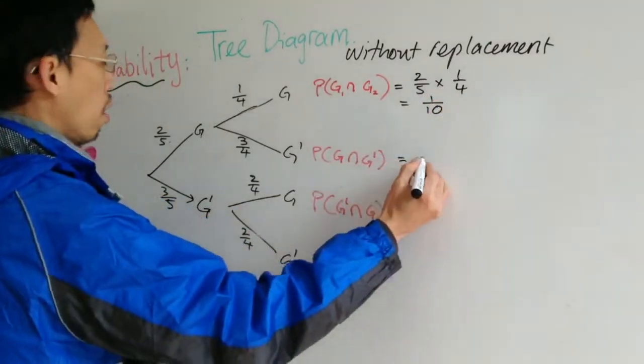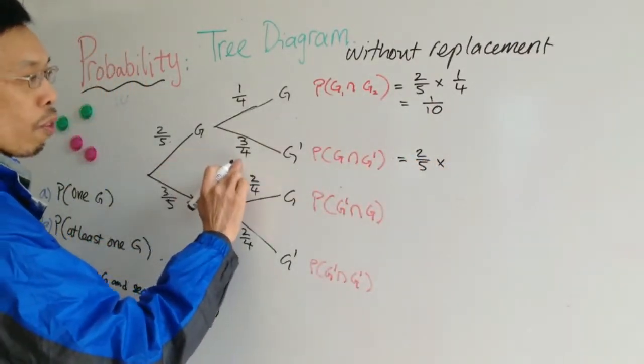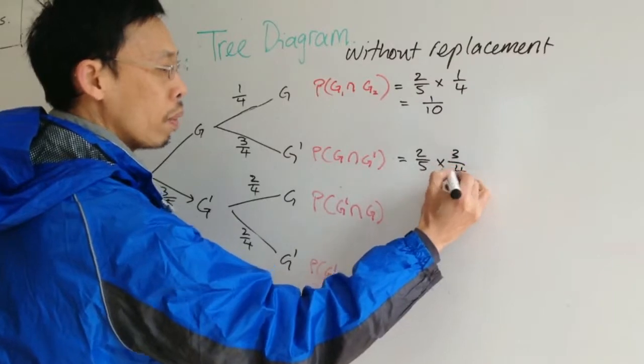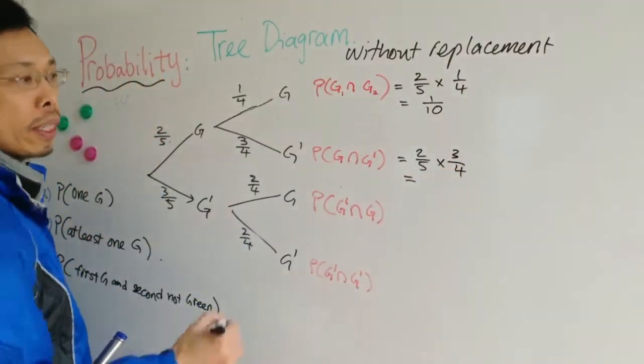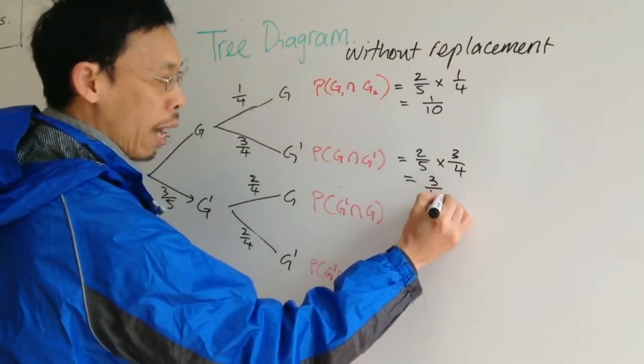Next, 2/5 times 3/4. So the answer is 6 out of 20, or 3 out of 10.